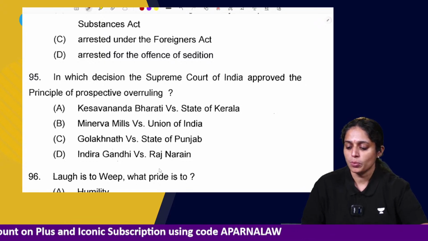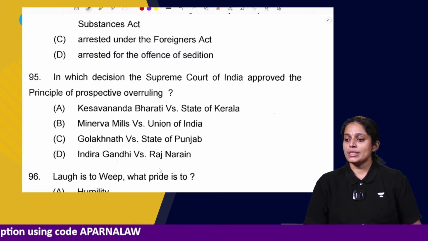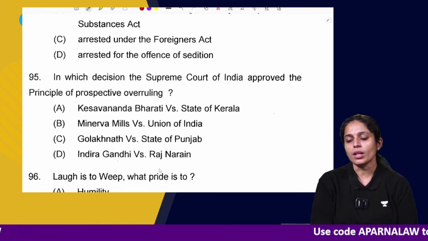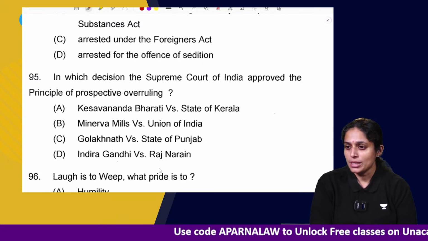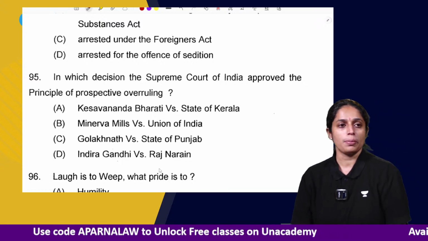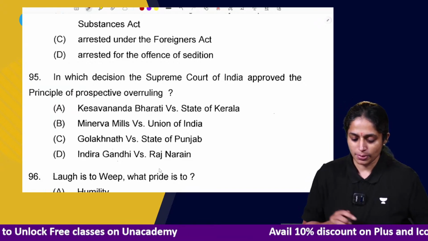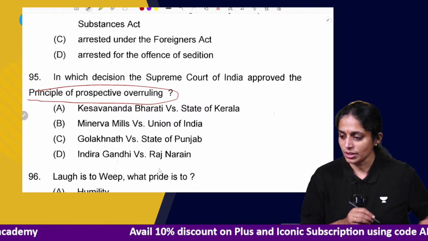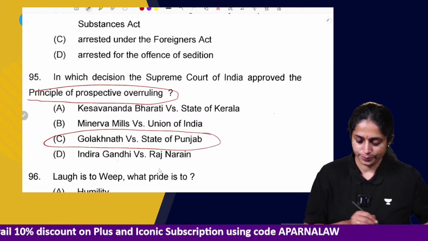Next question. So, only 5 more questions are there. In which decision of the Supreme Court of India did it approve the principle of prospective overruling? A. Keshavananda Bharati versus State of Kerala, B. Minerva Mills versus Union of India, C. Golaknath versus State of Punjab, and D. Indira Gandhi versus Raj Narain. Principle of prospective overruling, this is in Golaknath versus State of Punjab.